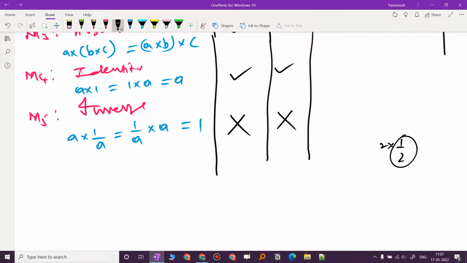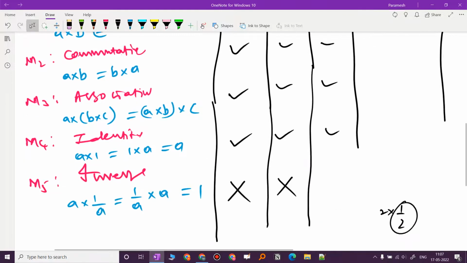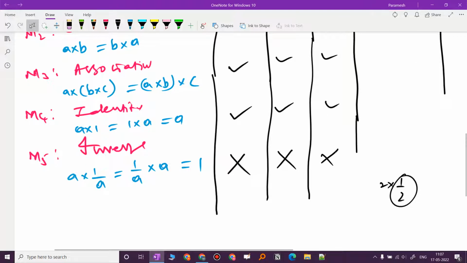Same for integers also: 1 by 2 is not an integer, so the integer set also satisfies all the properties of whole numbers, but does not satisfy the multiplicative inverse. Why? Because 1 by 2 is not an integer.